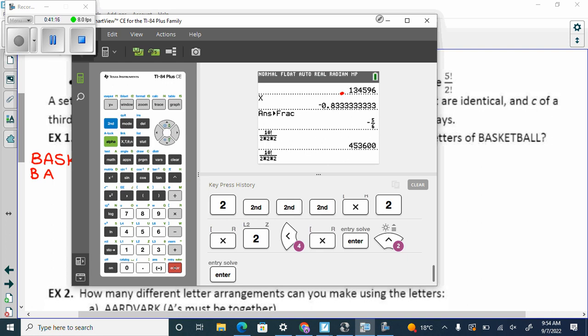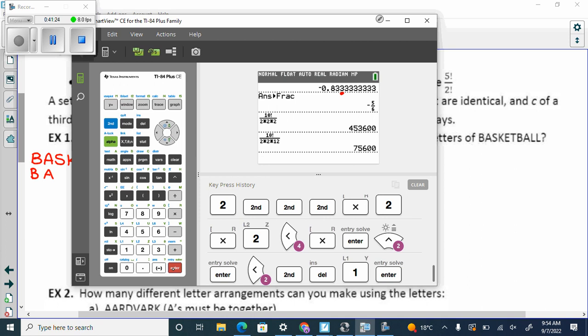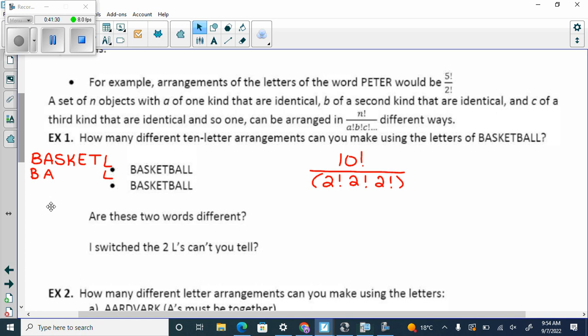Okay? You can also insert something. So say you forgot a number in here, you can go second insert and put like 1. Now I have 12. I don't have to retype the whole thing. That's another thing. It was not a 12. Don't put that. So it's 453,600.